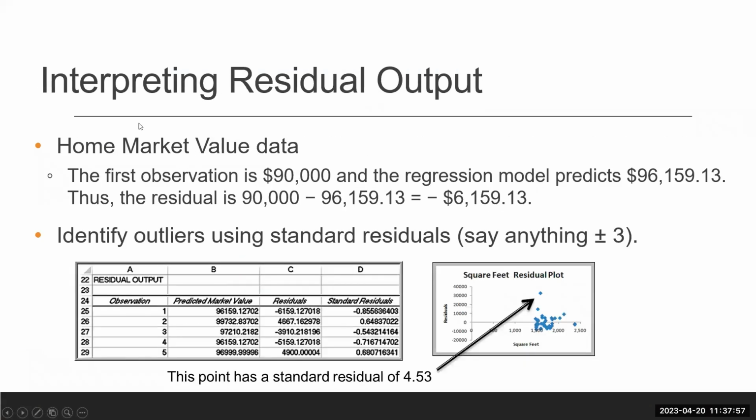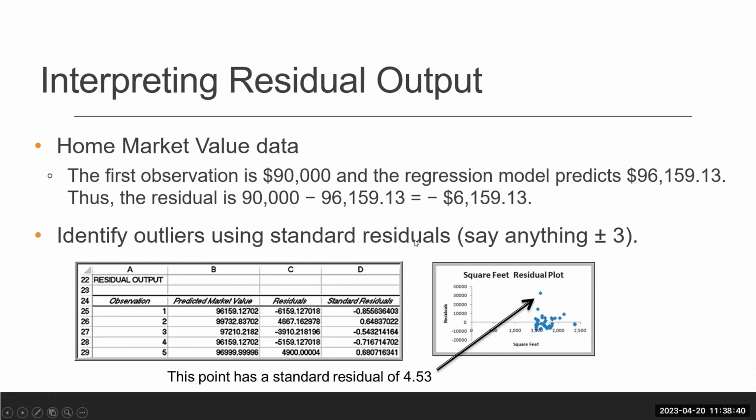So, this is the second last slide. The first observation is that $90,000 is $90,000. You can see here, observation 1, predicted market value is 96,159, and the actual is 90,000. So what is the difference between the two? The actual was 90,000, but we predicted 96,159. So there is a difference, right? We were out by 6,159. Just subtract the actual minus the predicted. Actual minus predicted gives us this number here.